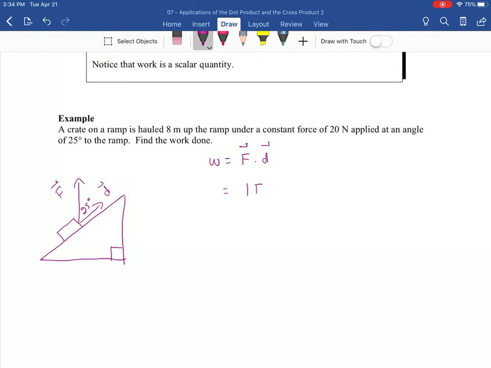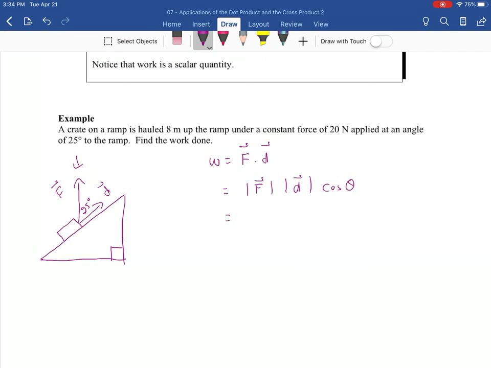And so work is force dotted with displacement. That's what we said the definition of work was. So in our case, we're going to take the magnitude of force, multiply it by the magnitude of displacement, times cos of the angle between them. And maybe now you can see why it had to be cos of the angle between them, because we want to know how much force is actually pulling the crate up the ramp.